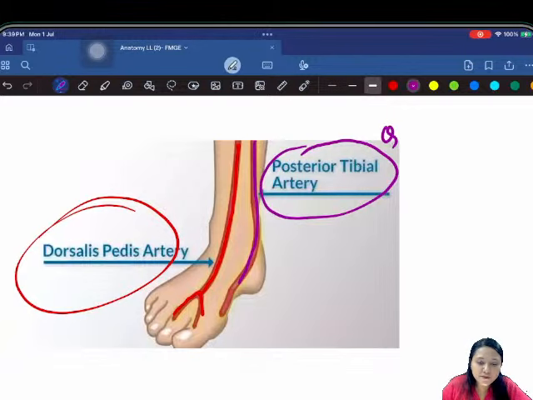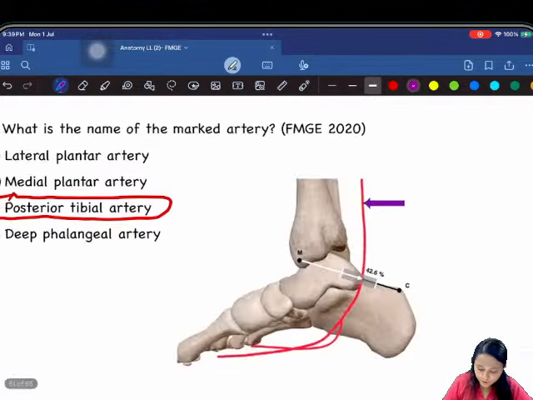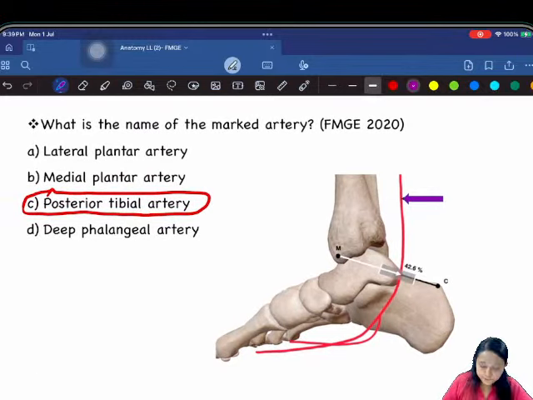Okay, so this artery is so important. Har saal it is repeated. Either you will get a question on dorsalis pedis, or on posterior tibial artery, or on popliteal artery. इन तीनों में से तो एक आना पक्का है, because it has been repeated in every exam every year. Okay, so the answer here is your posterior tibial artery.